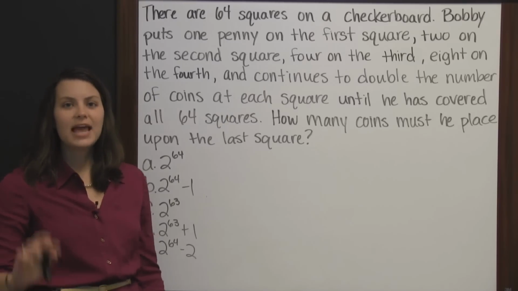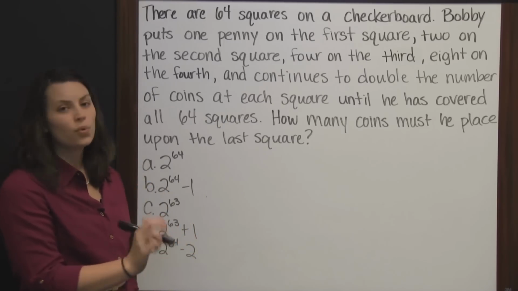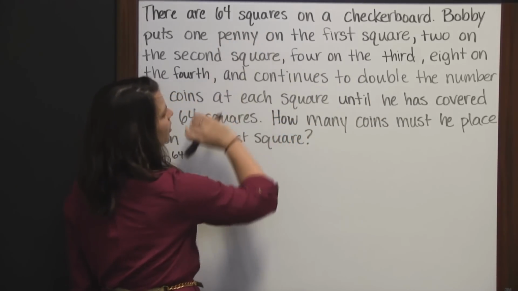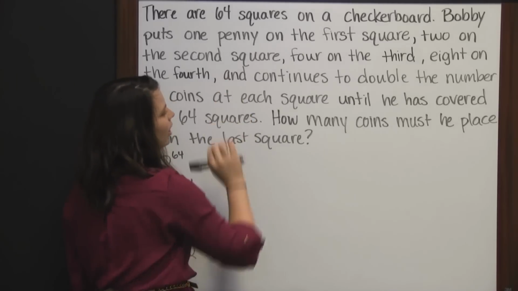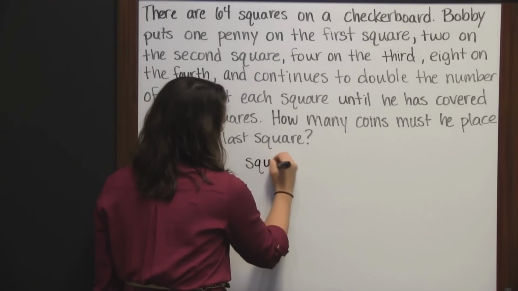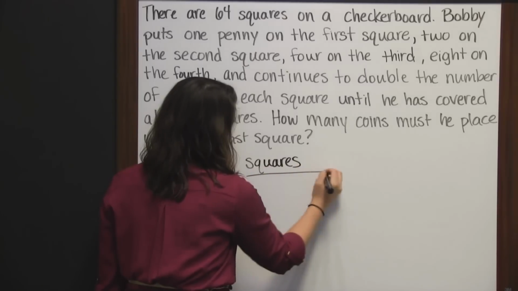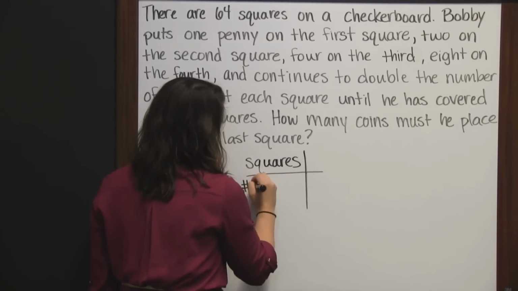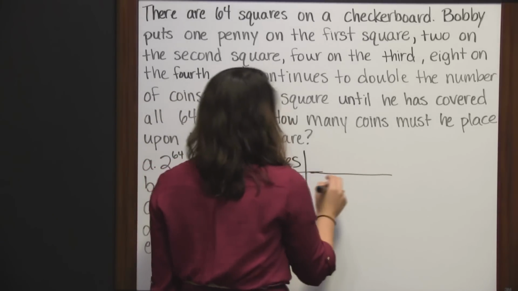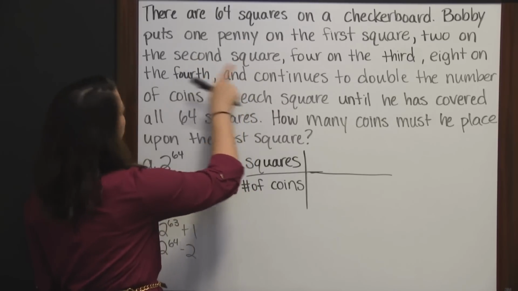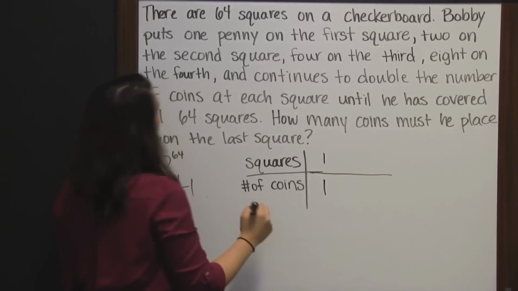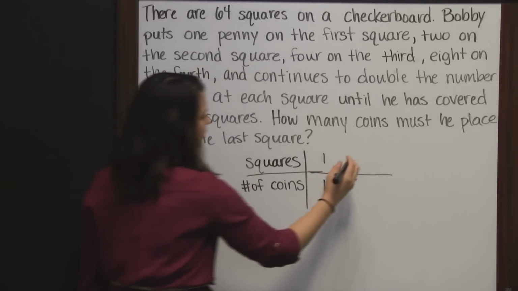The first thing I want to do is take this information out and organize it. So I've got 2 pieces of information here. I've got the number of squares and also how many coins are on the squares. So I'm going to organize it as squares and number of coins. So it says he puts 1 penny on the first square. So square 1, 1 penny. 2 on the second square.